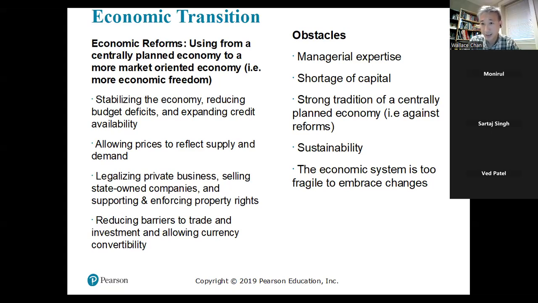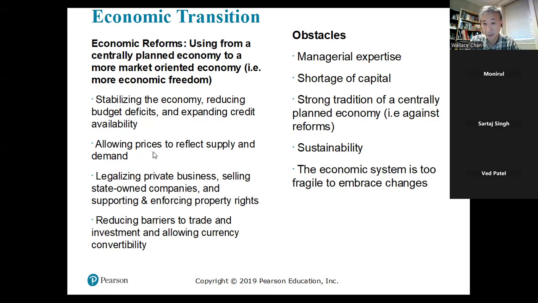Because of that, ever since the 1980s and 1990s, a lot of countries began to embrace a more market-oriented system. When they tried to change to a more market-oriented system, basically they tried to allow private businesses to take up a more important role in determining production. They allow prices to reflect supply and demand of products and services.